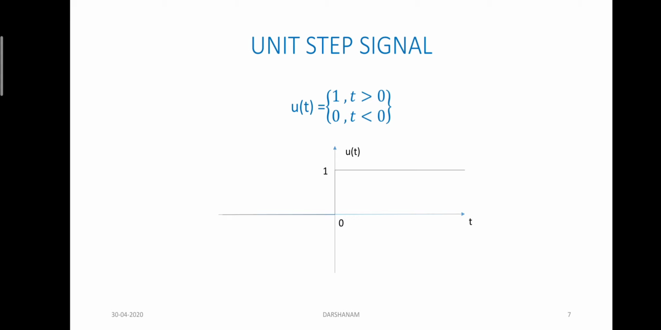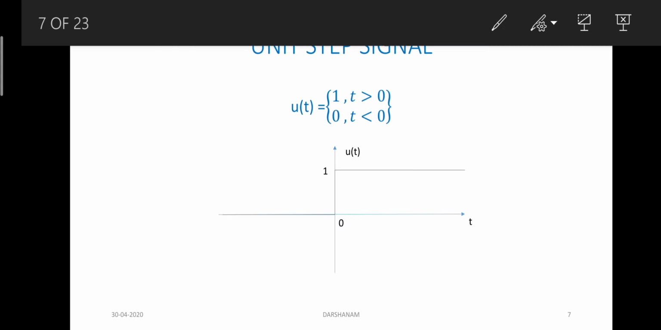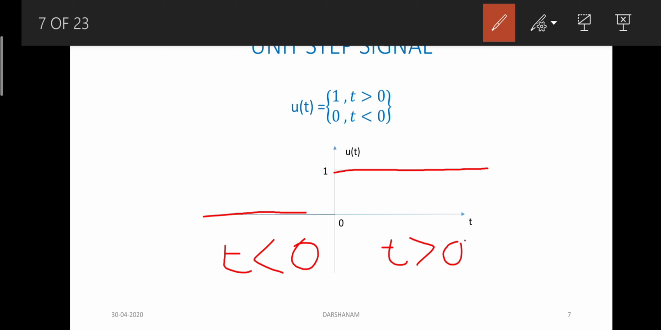Next, we can see the unit step signal. Unit step signal is the same as a step signal, but here the value at t greater than 0 is equal to 1. The magnitude of the signal at t greater than 0 is 1. Hence it is called a unit step signal. And for t less than 0, the value is 0.